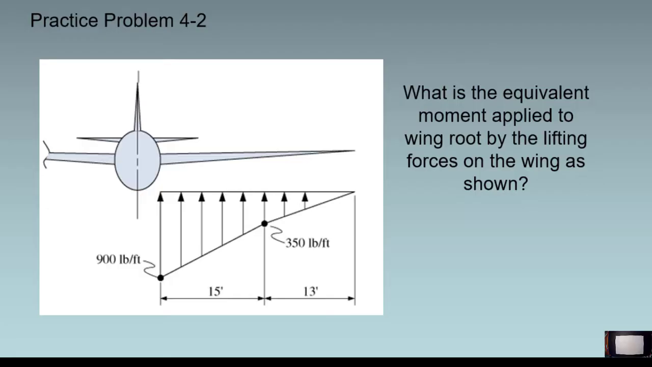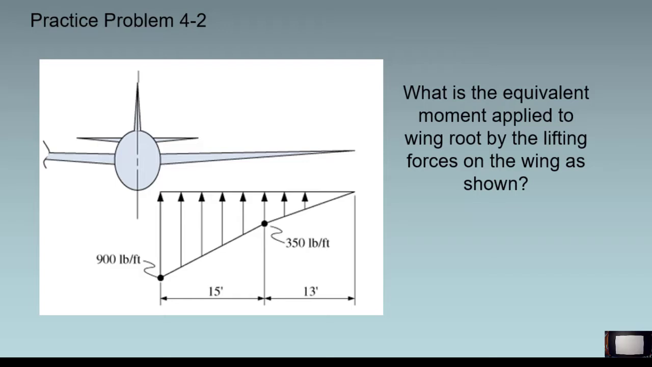In practice problem 4.2, I've got an airplane wing, and I need to calculate the total moment about the wing root that's due to these distributed forces. Now, an airplane wing is not uniformly loaded when it's flying. It has a different shape as you go from the wing root out to the wing tip. So the lift characteristics change and the forces change on the wing.